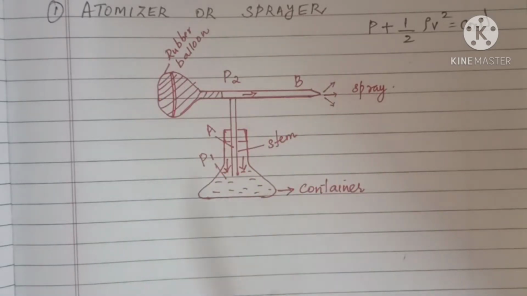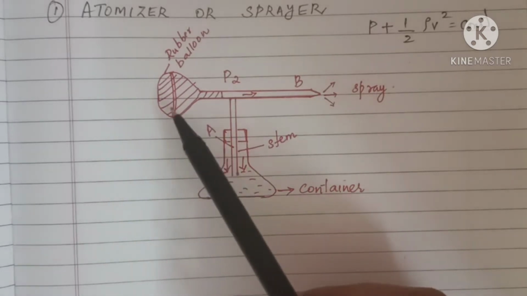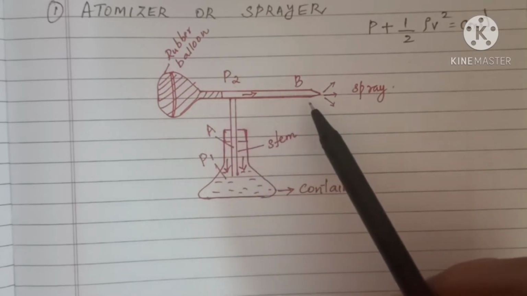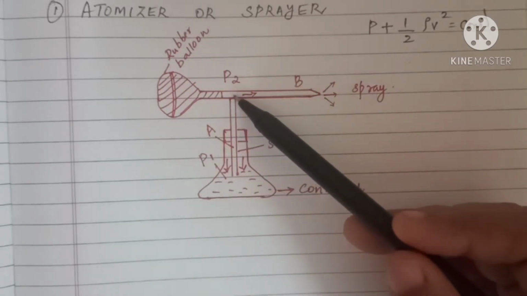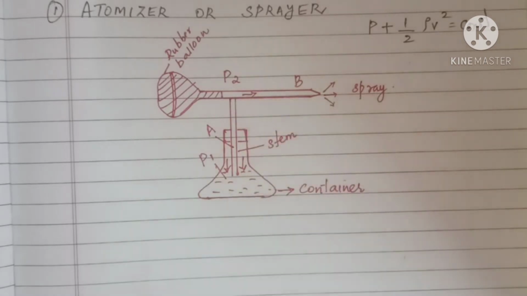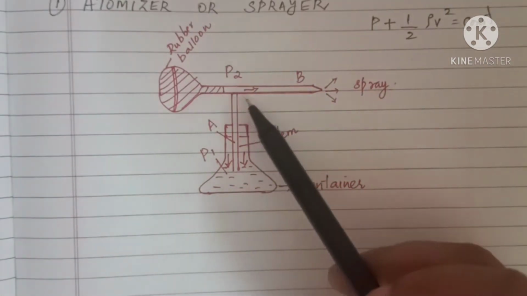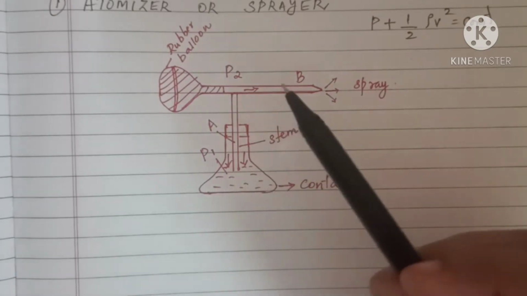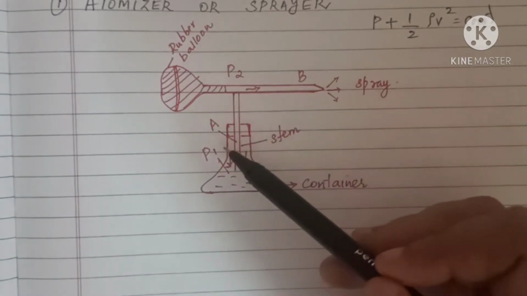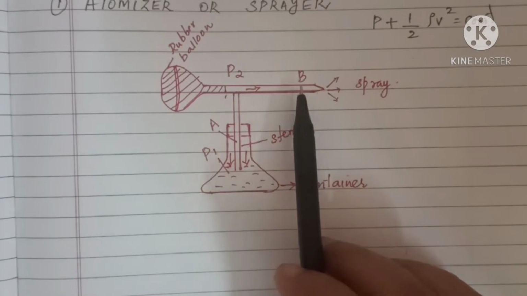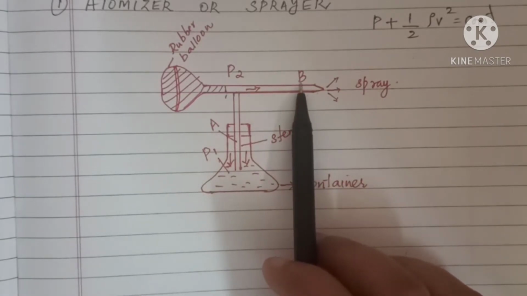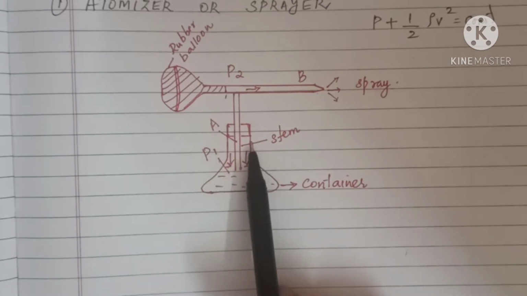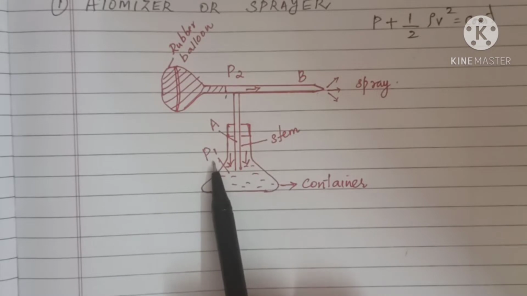These are the essential parts of an atomizer. Here there is a rubber balloon which can be pressed. Then there is a horizontal tube here. This horizontal tube has an opening towards the vertical tube, and this tube is directed towards a container in which the liquid is placed. The vertical tube is named A and the horizontal tube is named B. The liquid in the container is at atmospheric pressure, named P1.